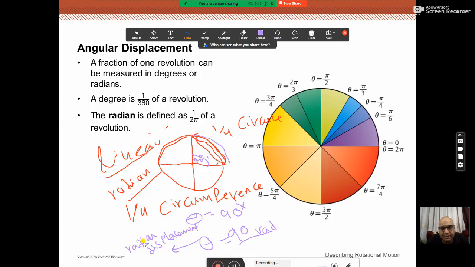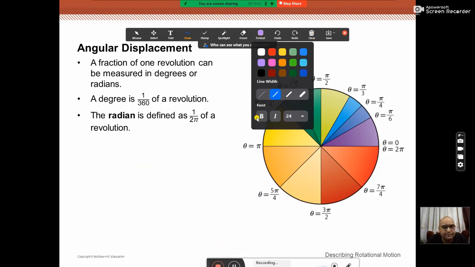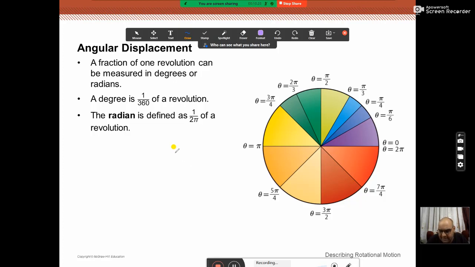Okay, is it clear? So first, we have something called radian displacement. A radian displacement is equal to the angle itself. So if the angle here is pi/6, theta equals pi/6 degree, and theta also equals pi/6 radian. Radian here represents the displacement.